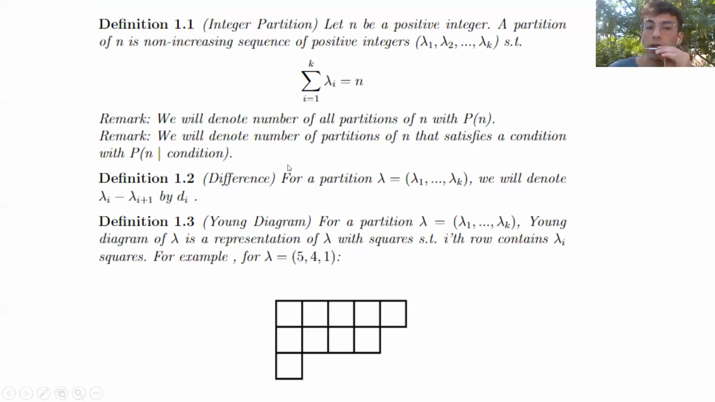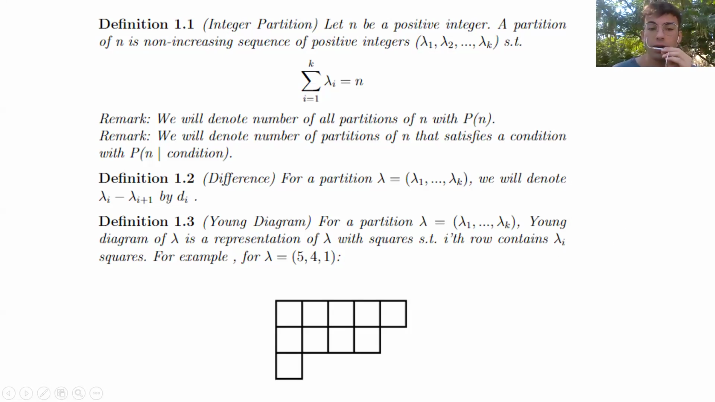If we have some condition on partitions, we can write p(n) such that the condition. This is the notation. And for differences, we will use d_i to denote lambda_i minus lambda_(i+1).